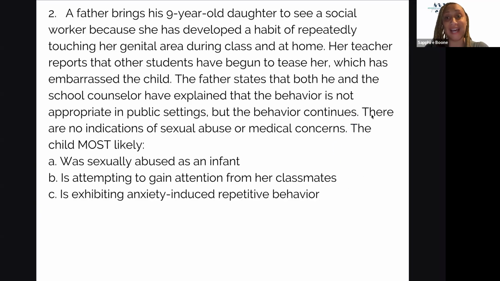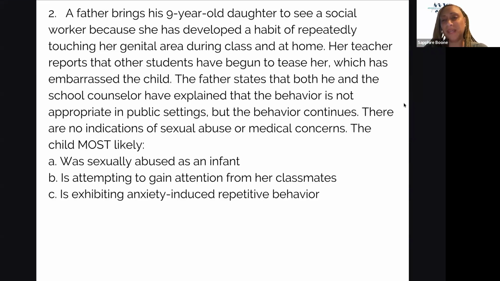So when it says most likely, you want to really match the symptoms or the description in the scenario to the answers. So we can get rid of A, sexually abused, because it says there's no indication of sexual abuse. And then we have is attempting to gain attention from her classmates or is exhibiting anxiety-induced repetitive behavior. So we can get rid of B because we see that the students in her class have actually begun to tease her, but the behavior still exists.